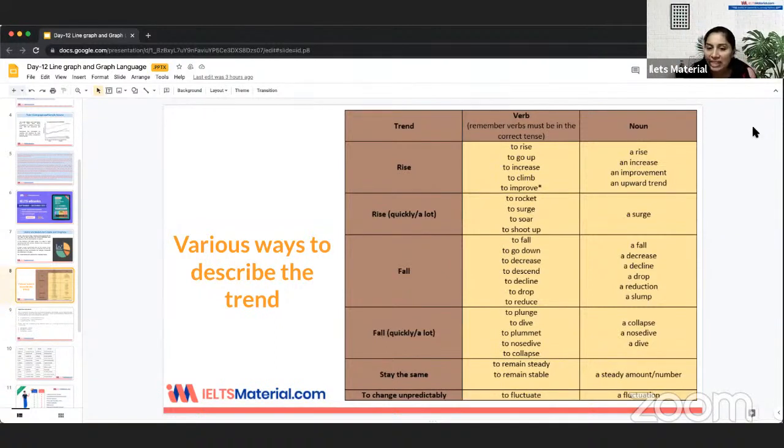Next is when we take fall quickly. So what can you give? Fall quickly. What can be taken to describe falling quickly? What can be taken for that?